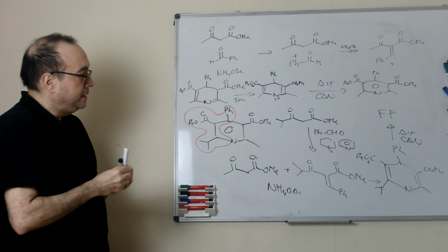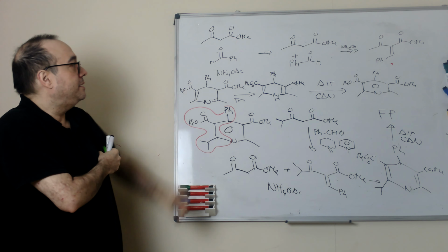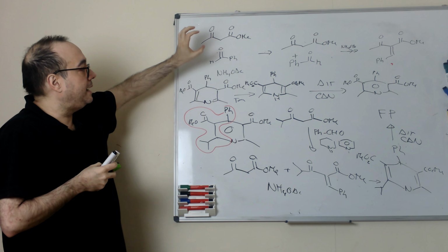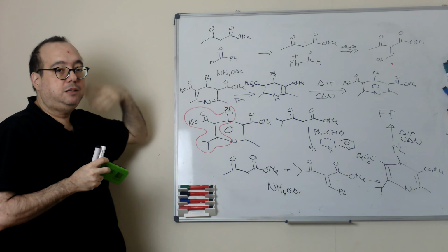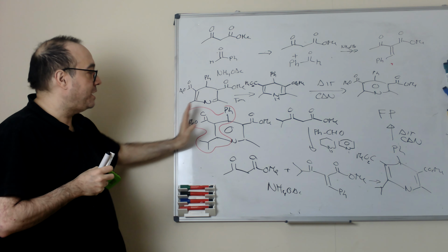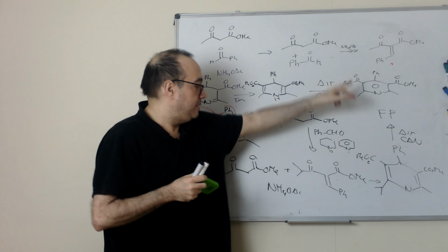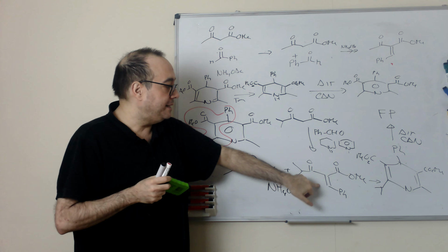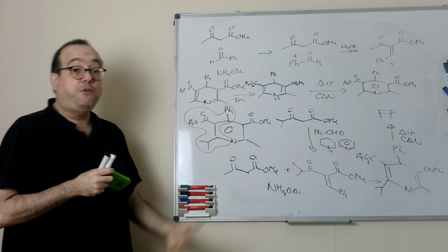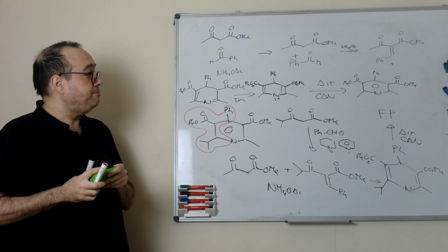That means if both sides of the pyridine are exactly the same, I can do it all in one. I add the ketoester, I add the aldehyde, I add the ammonium acetate, that's all. I mix all together, I get the final pyridine. If both sides are different, I have to prepare expressly the Knoevenagel adduct and then add the other ketoester with ammonium acetate to the Knoevenagel adduct to get the final product, following exactly the same mechanism that I did before.